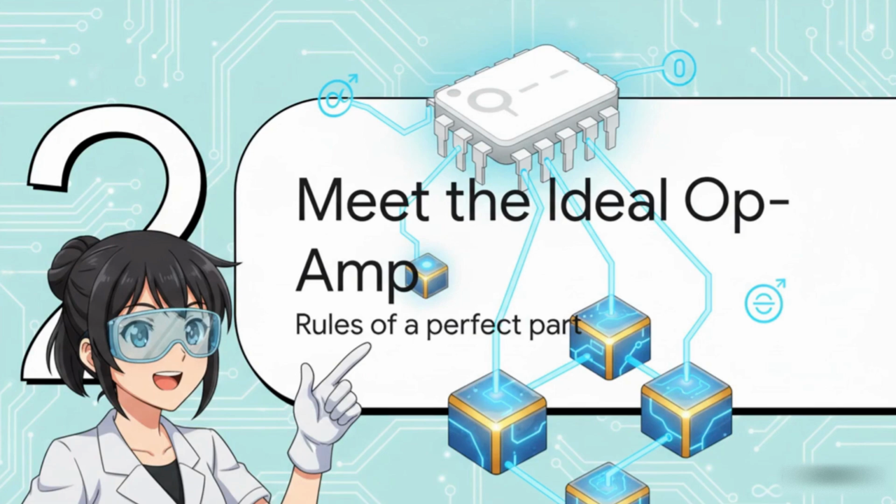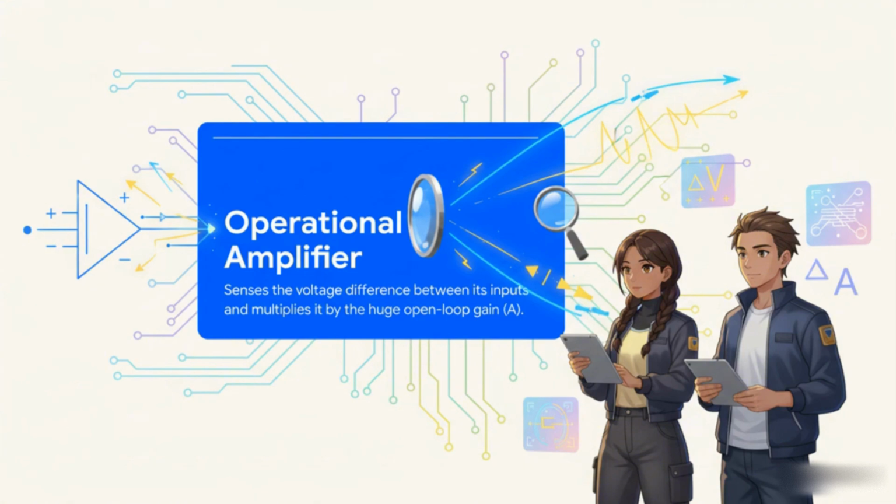All right, to build with these blocks, we've got to know the rules of the game. And the simplest way to do that is to start with a perfect theoretical version, the ideal op-amp. At its absolute core, this is all an op-amp really does. It looks at its two inputs, measures the tiniest little difference in voltage between them, and then bam, it multiplies that difference by a ridiculously huge number. That number is called the open loop gain. That's the one job it has.